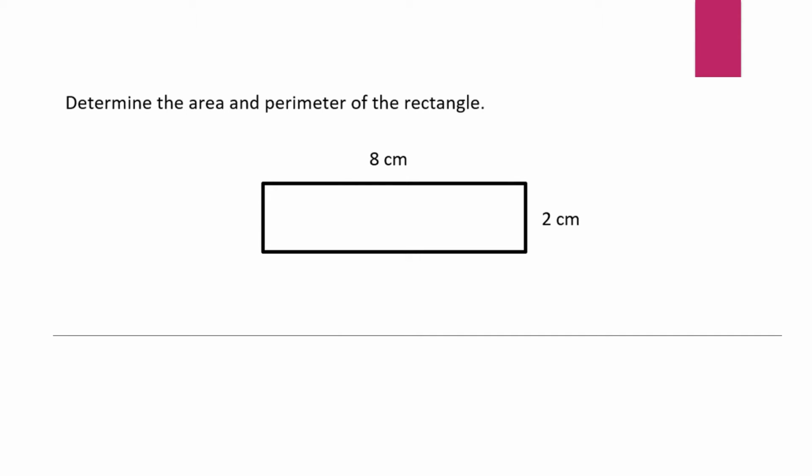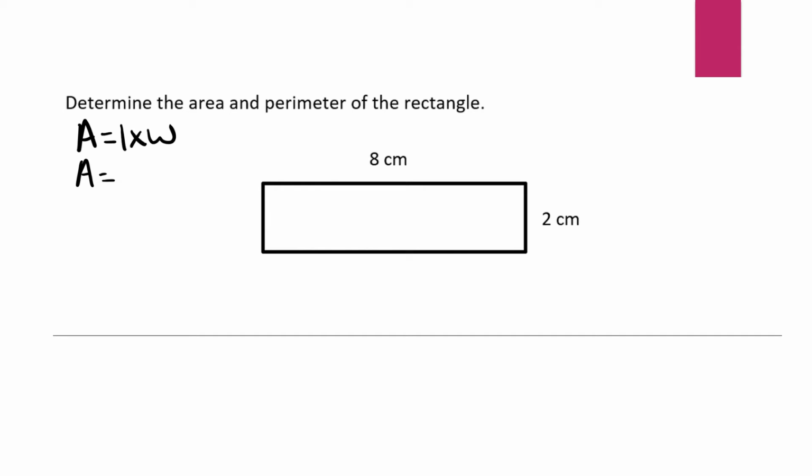Today we're going to practice finding the area and perimeter of a rectangle. For an area, our formula that we're going to follow is A equals L times W. We're going to follow this formula from start to finish. I don't know what the area is, so my next line, the A, will remain the same.